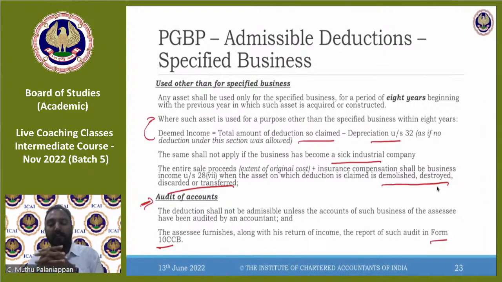Like filing a return of income, you should file a separate form with the income tax department to say that you are claiming deduction under section 35AD. So you'll have to file this in a form. Only then you can claim it as a deduction.